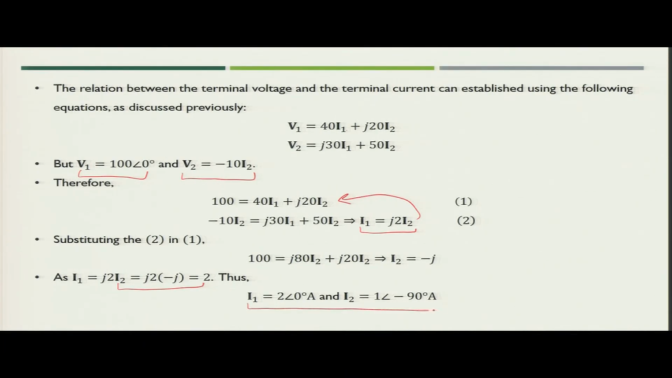So, we can write I1 as 2 angle 0 ampere, while I2 you can write as 1 angle minus 90 degree ampere, because j is nothing but 1 angle 90 degree, so we have a minus sign. So, you can write 1 angle minus 90 degree ampere. This way you can calculate the value of I1 and I2.